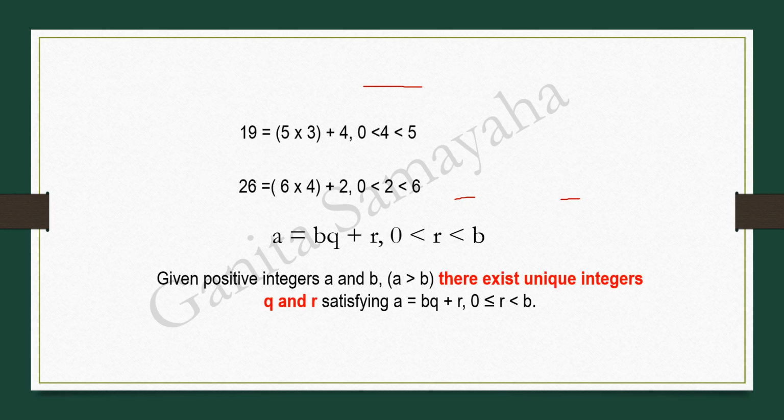So in general, given positive integers A and B, both positive integers, where we consider A greater than B, there exist unique integers Q and R satisfying this relation: A is equal to B Q plus R, where R lies between 0 and our divisor B. The remainder can also be equal to 0. So we write it as 0 less than or equal to R less than B. This statement means that our remainder lies between 0 and B, and it can be equal to 0 as well.